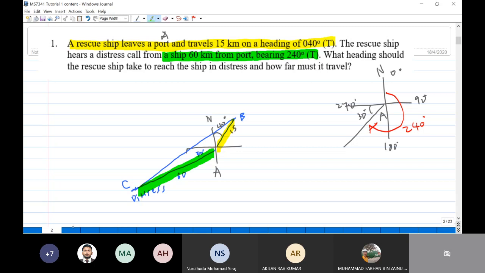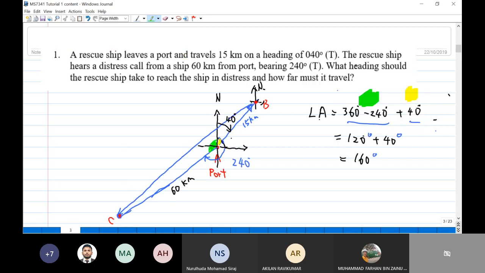I think the next page will show you better. Angle A, if you see the triangle, I show you again, same triangle. Angle A consists of two parts. Let me highlight to you. One part is the green part here, the green angle. How big is the green angle now?